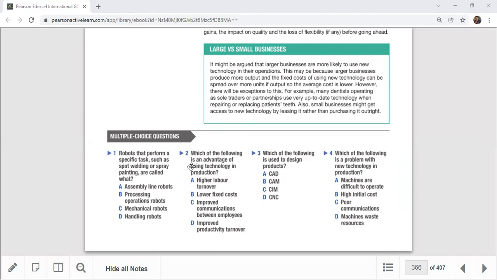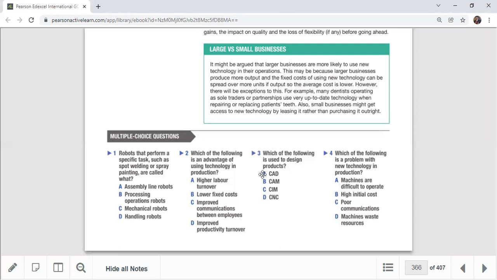Question number 2: which of the following is an advantage of using technology in production? A, higher labor turnover. B, low fixed cost. C, improved communication between employees. D, improved productivity turnover. I got four correct answers from the students. D is the correct answer. You can see the advantage for the business is that it improves productivity.